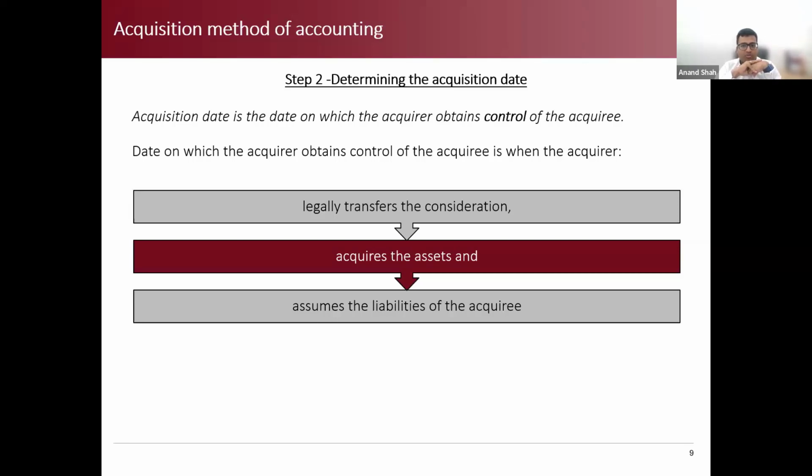What do you mean by obtaining control? There are three things that need to happen. One is a legal transfer of the consideration. Second is that the acquirer actually has control of those assets and assumes all the liabilities of the acquiree.